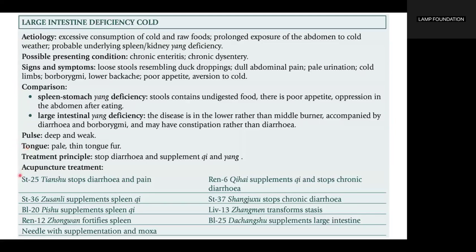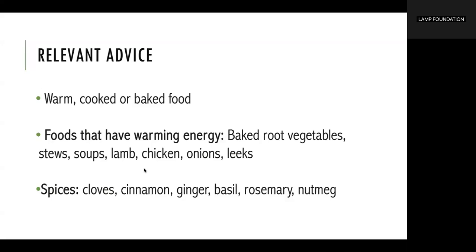Acupuncture treatment: Stomach 25 to stop diarrhea and pain. Stomach 36 to supplement spleen qi. Bladder 20 to supplement spleen qi. Ren 12 to fortify the spleen. Ren 6 to supplement qi and stop chronic diarrhea. Stomach 37 to stop chronic diarrhea. Liver 13 to transform stasis, and Bladder 25 to supplement the large intestine. We needle with supplementation and moxa.